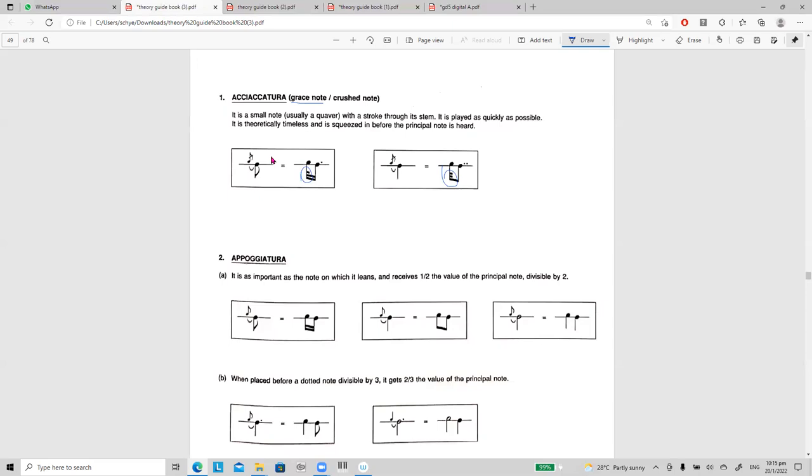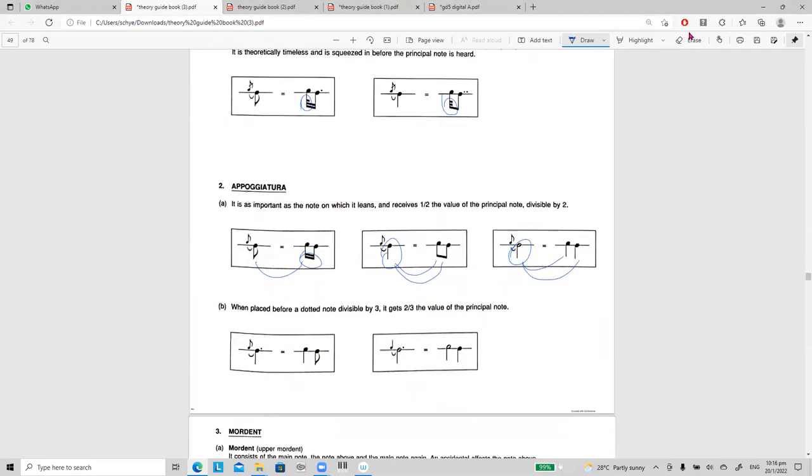The appoggiatura looks like a small little baby note, but it doesn't have a slash like the acciaccatura. The two notes are played evenly. If this is a quaver, then the two notes split evenly and become semiquaver and semiquaver. If this is one count, then this will be half and half. If this is a minim, then it will be crotchet and crotchet.